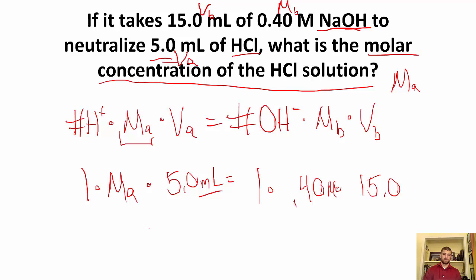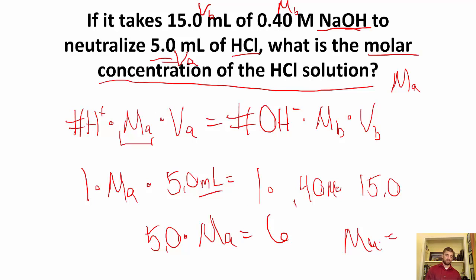So I get 5.0 times Ma equals... calculator. 0.4 times 15 equals 6. Solve for Ma. So we do 6 divided by 5, and we get 1.2 as our molarity of our acid. Final answer.